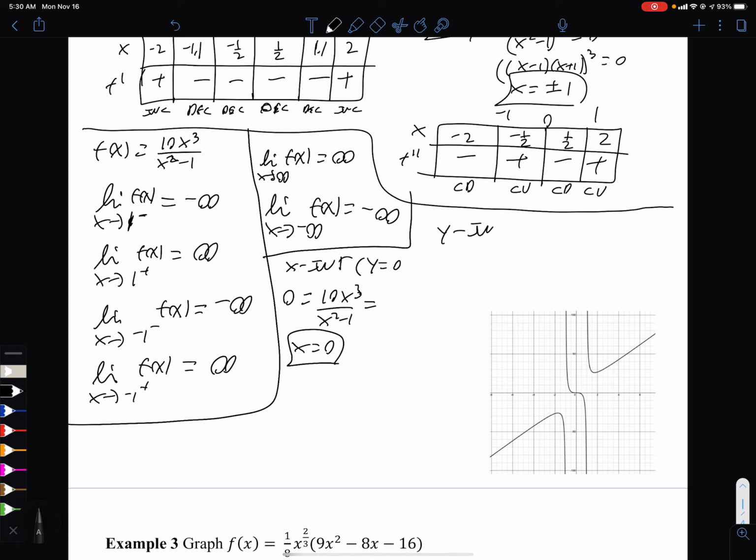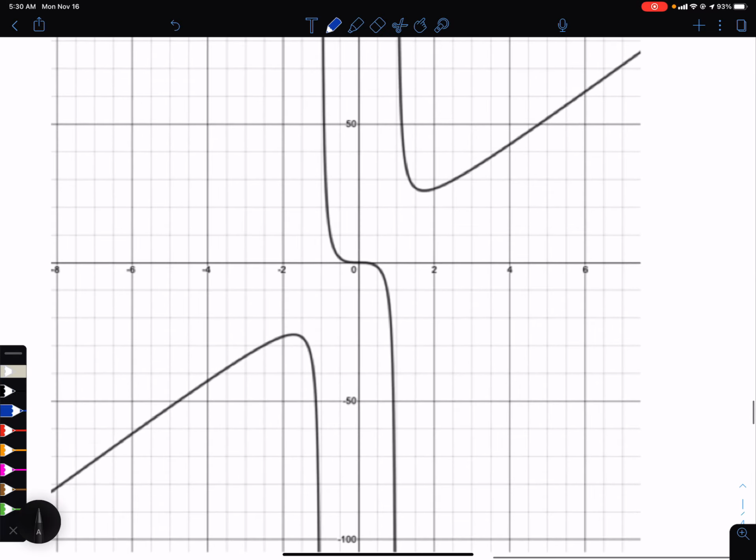For the y-intercept, you set x equal to 0. So if you plug 0 in, you're going to get y equals 10 times 0 over 0 minus 1, which is 0. So let's tie all this together. Our x-intercept and our y-intercept are both 0, so we know it goes to that point.